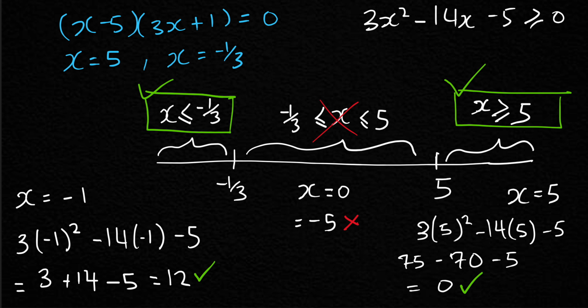So our final answer for this question is going to be x is less than or equal to negative a third, or x is greater than or equal to 5. And that's how you solve quadratic inequalities.